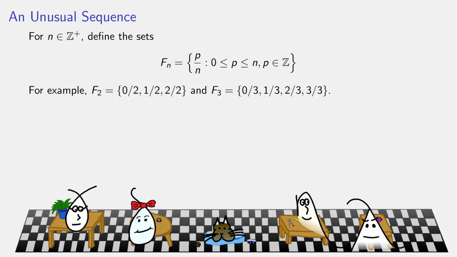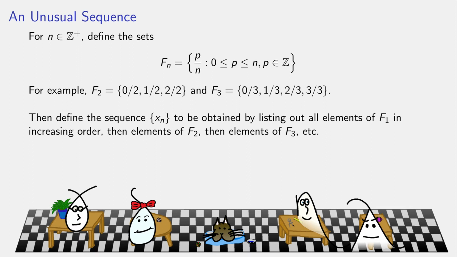So what is f sub 2? It's all rational numbers in between 0 and 1, whose denominator is 2. 0 over 2, 1 over 2, and 2 over 2. F sub 3 is 0 over 3, 1 over 3, 2 over 3, 3 over 3, and so forth. I'm going to define a sequence in the following way. First, list out all the elements of f1 in increasing order. Then when you're done with that, list out the elements of f2 in increasing order. And then when you're done with that, list out the elements of f3 in increasing order, and keep going.